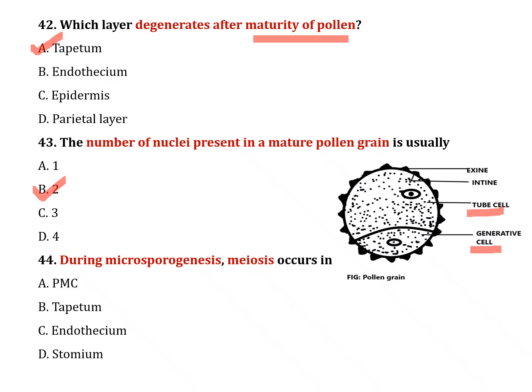The next question, number 44. During microsporogenesis, meiosis occurs in: option A, pollen mother cell; option B, tapetum; option C, endothecium; option D, stomium. Correct answer is option A, pollen mother cell.